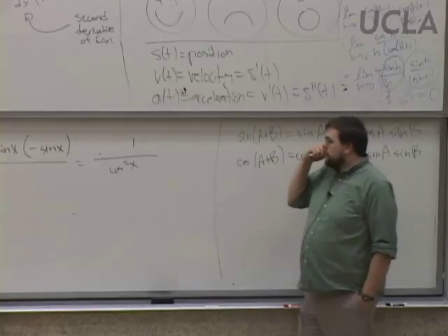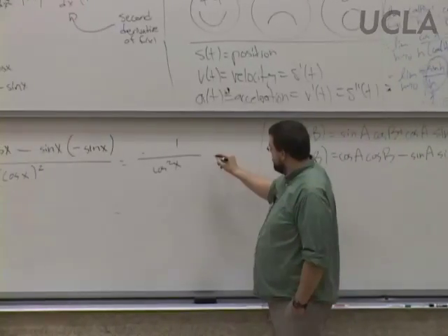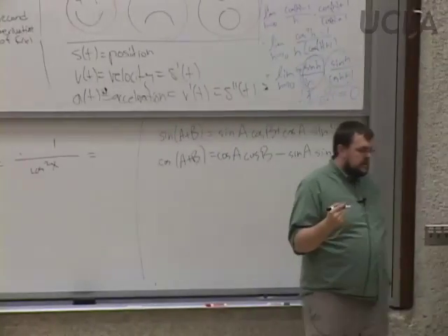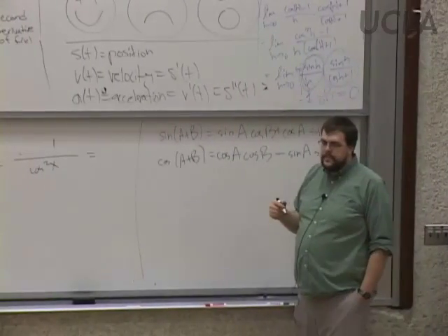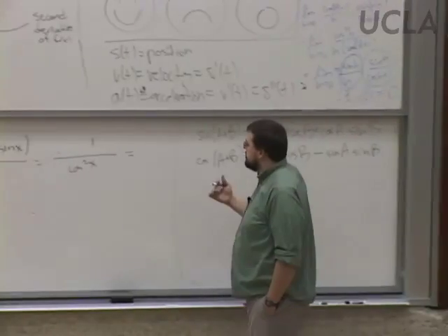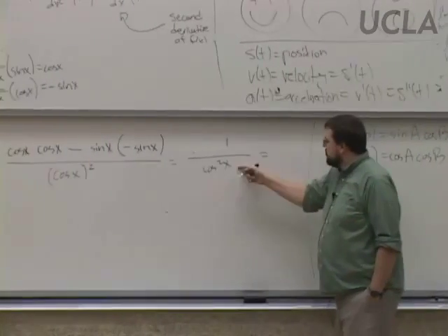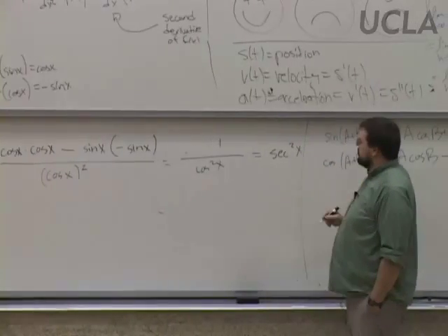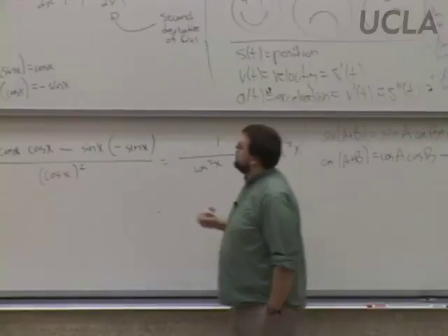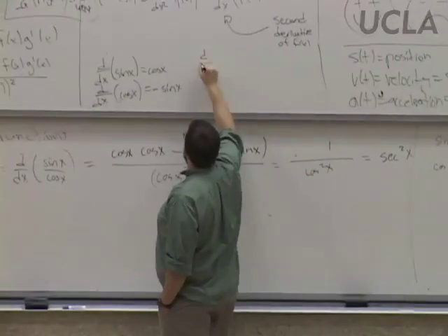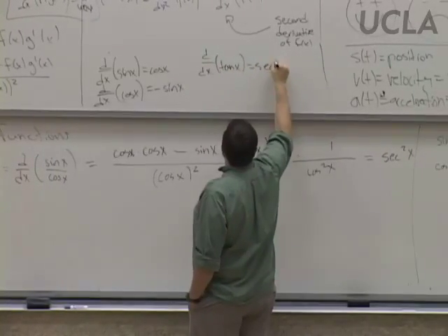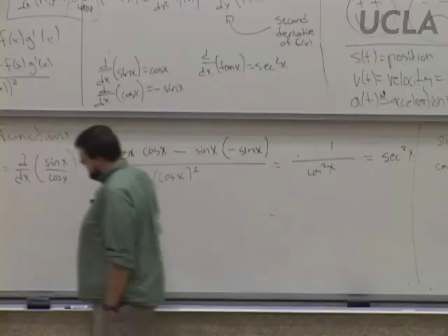But usually we like to write it in a slightly different way. We say, well, look, there is a function that looks like 1 over cosine. Which function is that? Secant, right? Yeah, exactly, secant. So 1 over cosine squared is really the same as secant squared. And that's how we usually write the derivative of tangent. So the derivative of tangent of x is going to be secant squared of x.